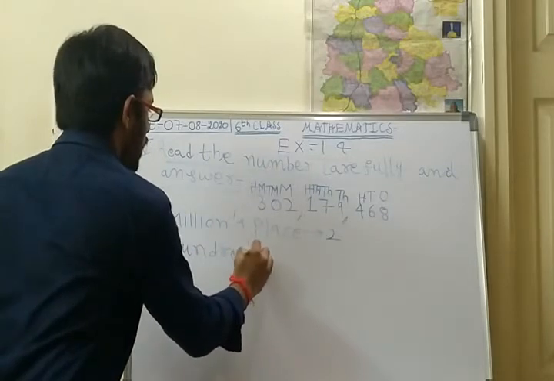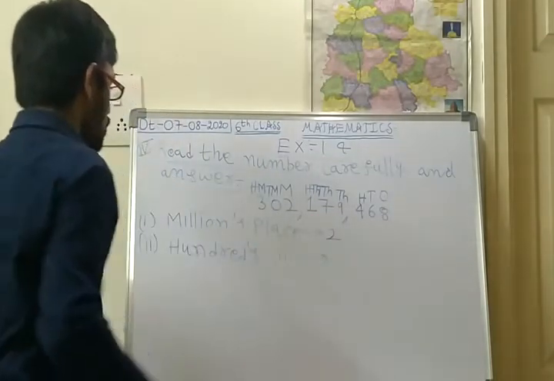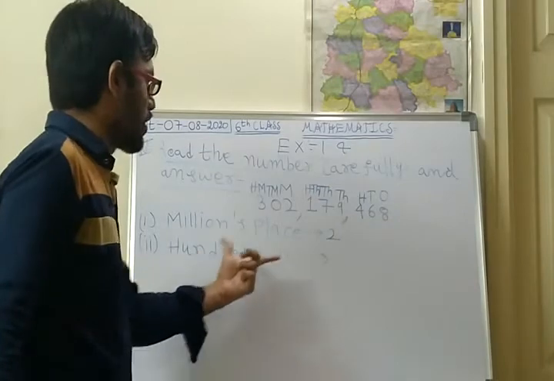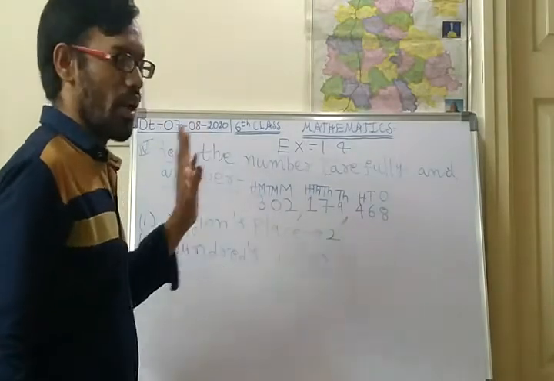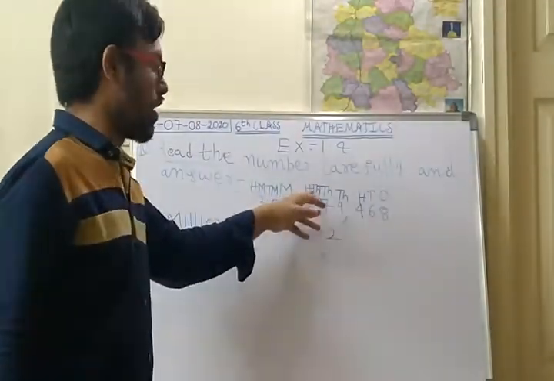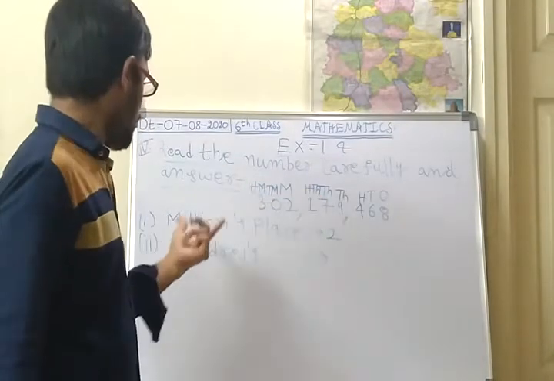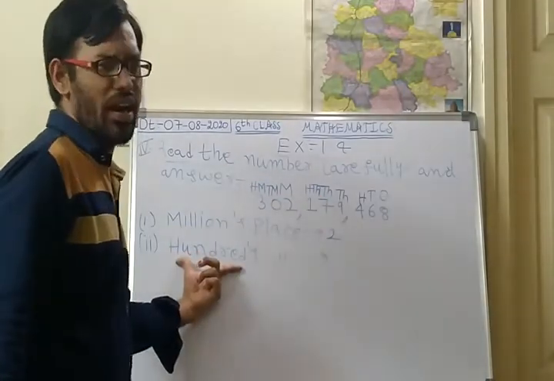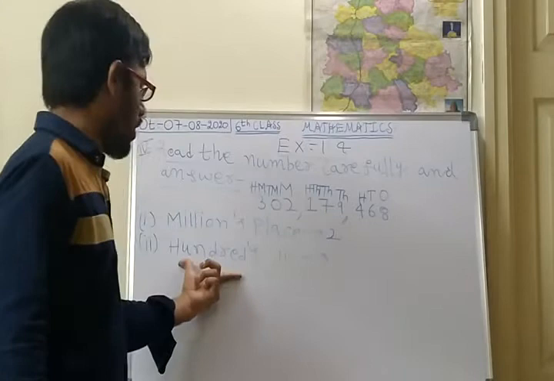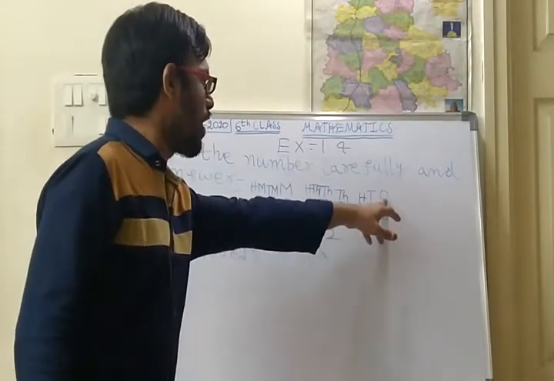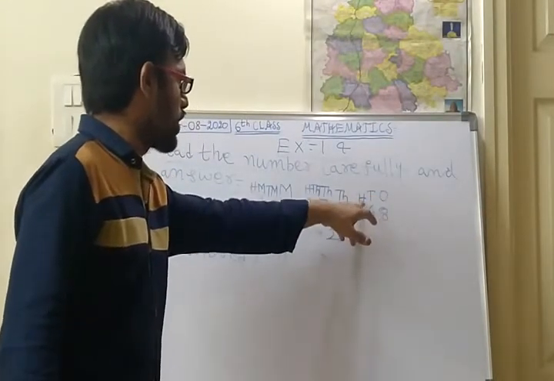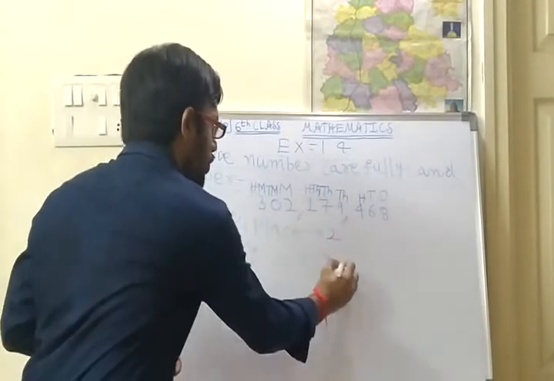Hundreds place. So in the hundreds place, which digit is there? Hundred means not 100 million or 100,000. He asked only hundreds. So where is the hundreds? That means the hundreds place after ones, tens, hundreds. So in the hundreds place, which digit is there? 4 is there. Okay, like this.